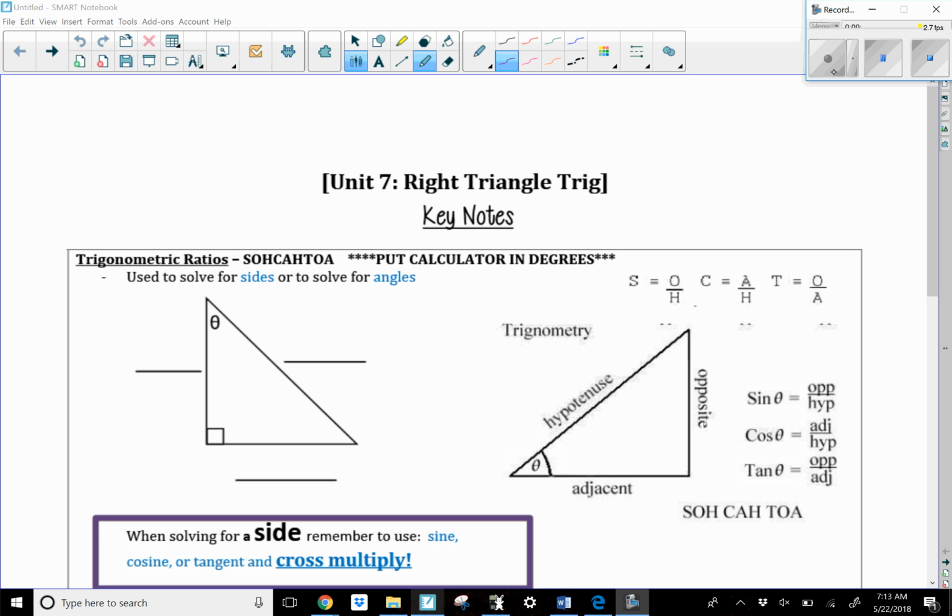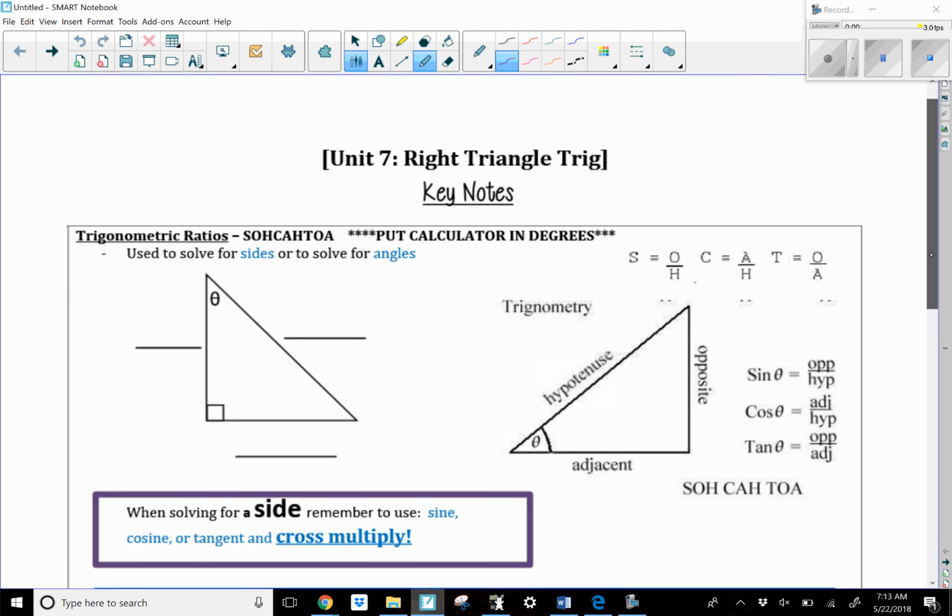So you're watching this video because you answered number one incorrectly. First, let's go over how to label sides based on an indicated angle in a right triangle.